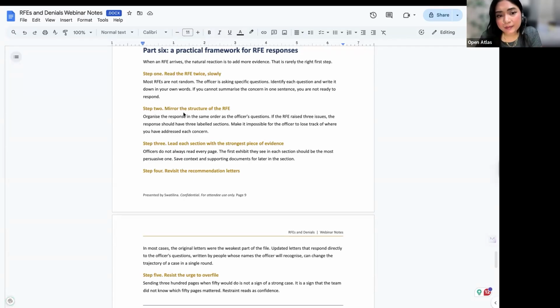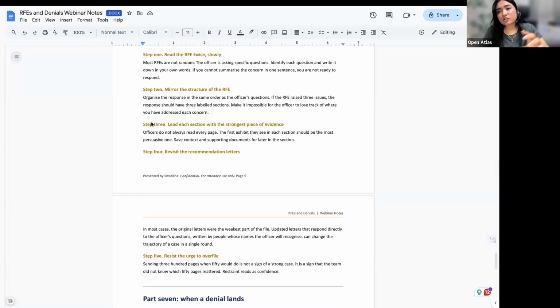Step 2, mirror the structure of the RFE. Organize the response in the same order as the officer's questions. If the RFE raised 3 issues, the response should have 3 labeled sections. Make it impossible for the officer to lose track of where you have addressed each concern. It should be responded to in the same way the RFE has been given.